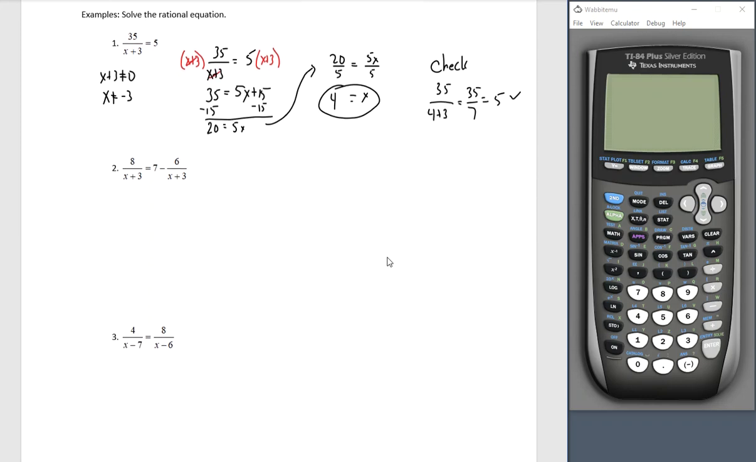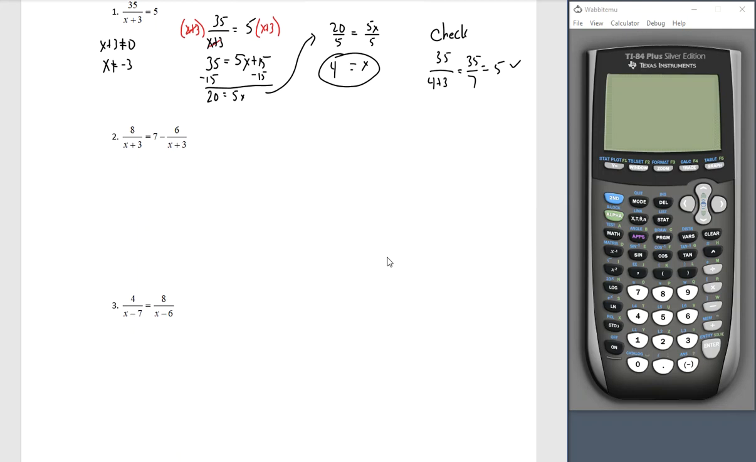Let's try it again. All right, first step. First step, we know that, let's take this in blue. X plus 3 cannot be 0, so x cannot equal negative 3. So we will not circle an answer that is negative 3 because we know in the original it doesn't work out. Okay, let's write our equation here.